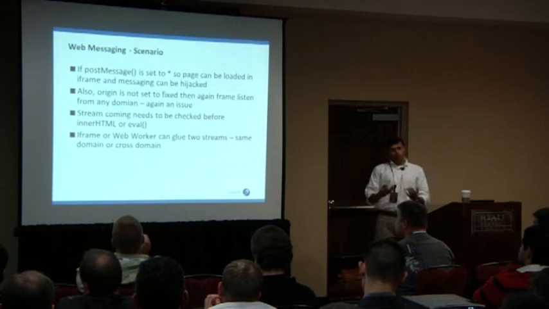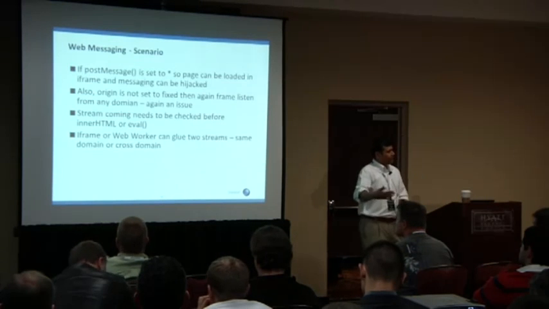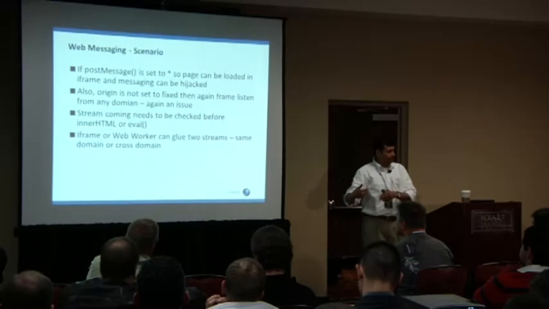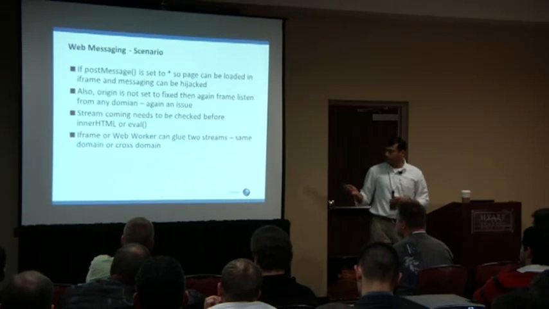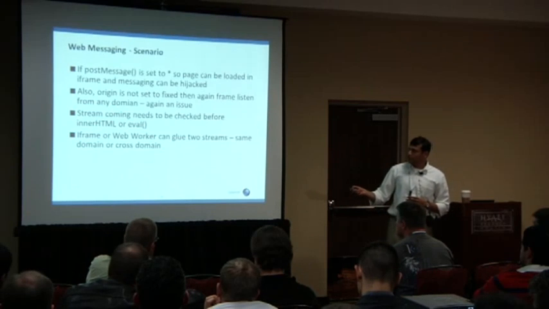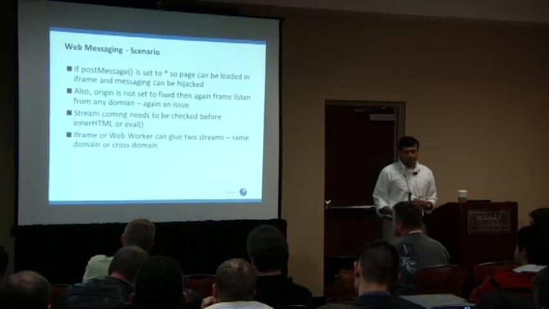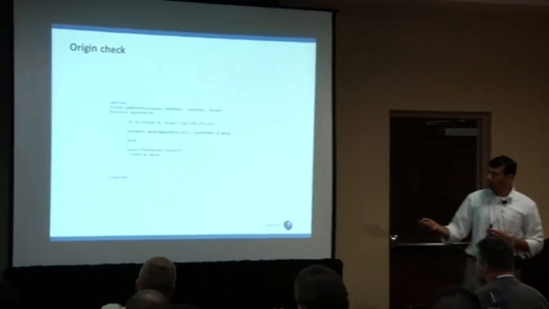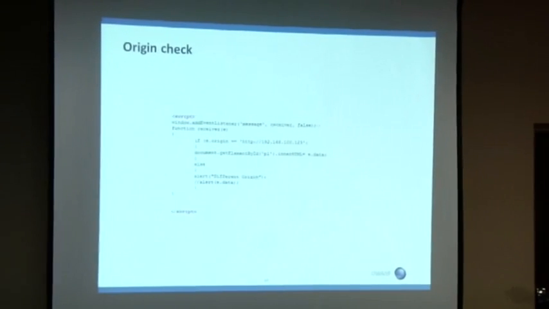So if your postMessage listener is set to start, then pretty much you are listening for anyone to send this message. Say, for example, that particular page is being iframed, then the parent can start talking with your object. In this case, innerHTML and eval calls, if you're using them between your threads, can create a DOM-based XSS. So one of the checks we usually put in is to check the origin of where the message comes from before you process the postMessage.